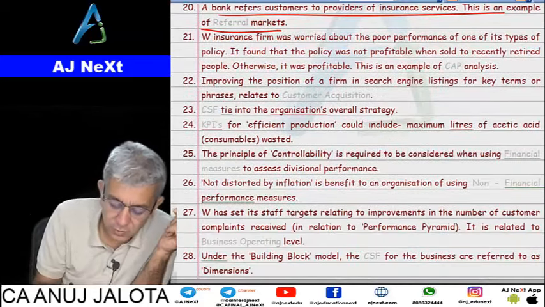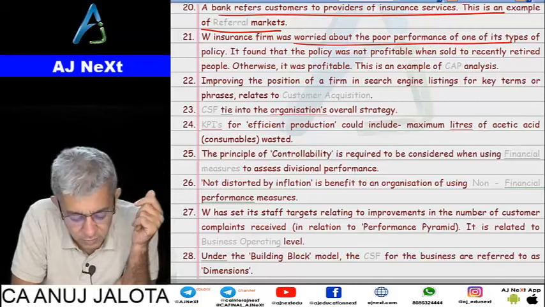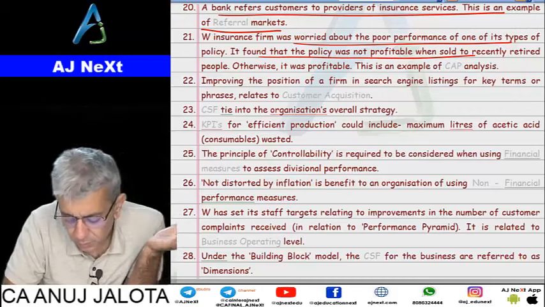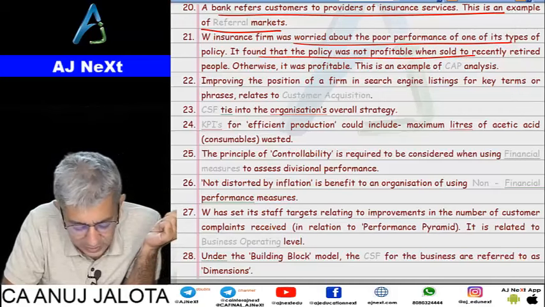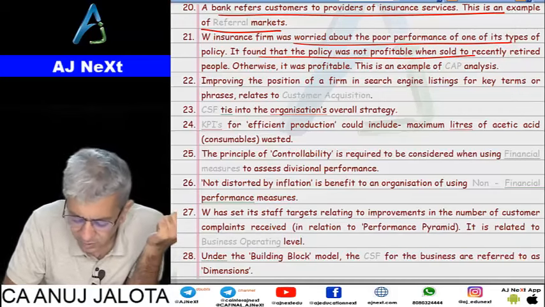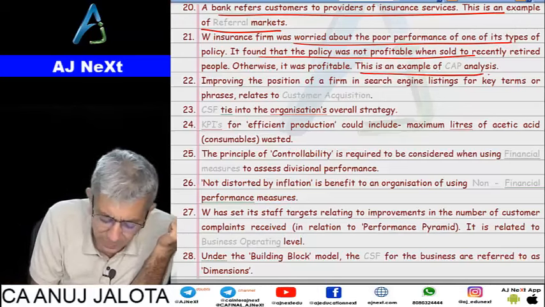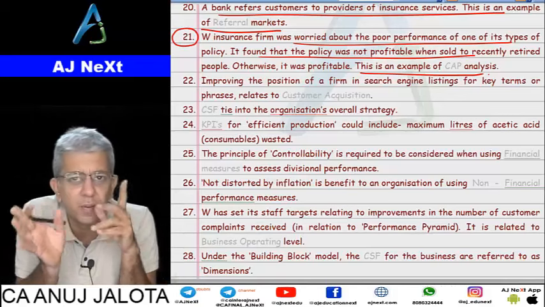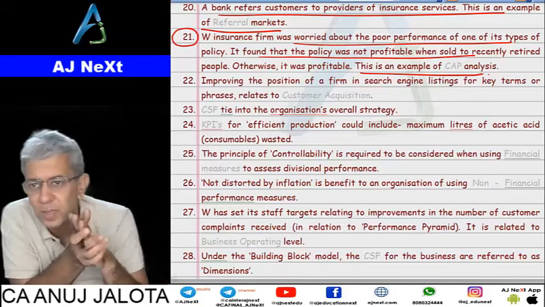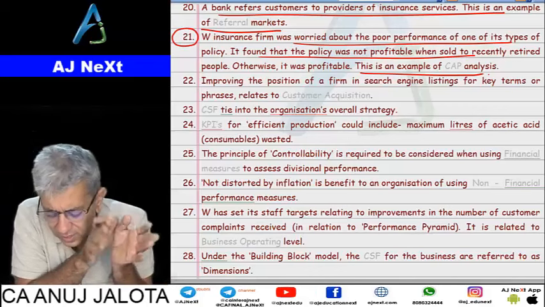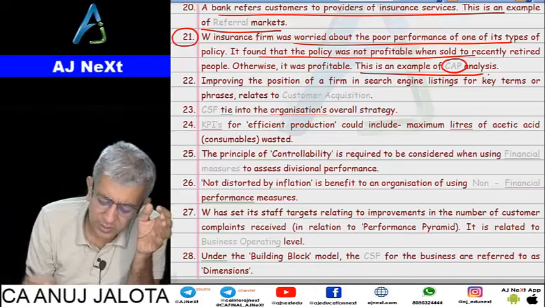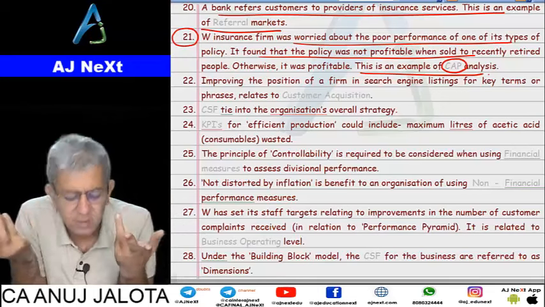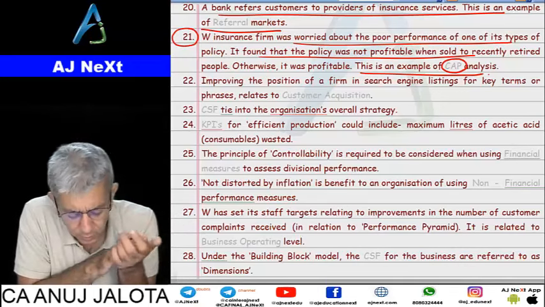An insurance firm was worried about the poor performance of one of its policies. It was found that the policy was not profitable when sold to recently retired people. Otherwise, it was profitable. This is an example of CAP analysis. I don't know the full form of CAP analysis, hence I cannot comment. I told you there is one question that I'm not aware of. There are customer aware programs, and I know that CAP usually means that, but I don't know what CAP analysis is. Might be in reference to that. If I come to know, I'll put it on the Telegram channel.